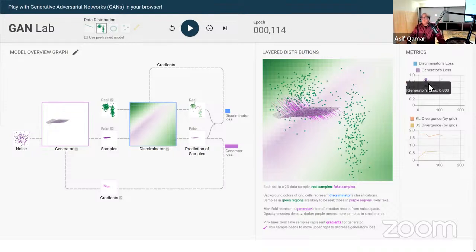But what about the discriminator loss? Do you notice that discriminator is beginning to smile? Is beginning to say, I got you, right? So we'll play this game a little bit more.